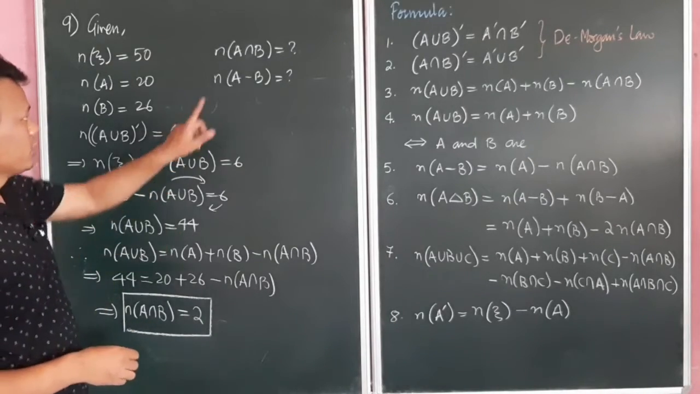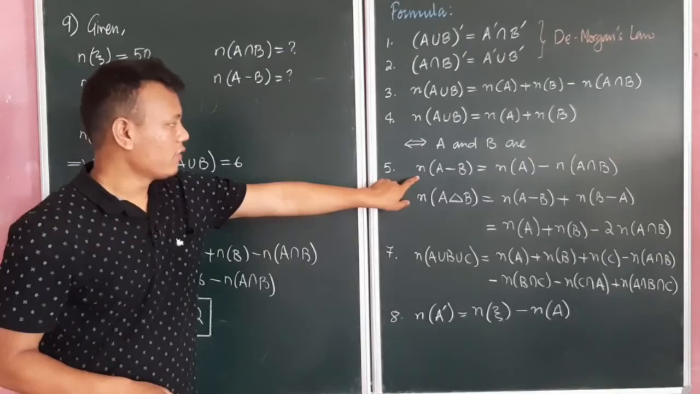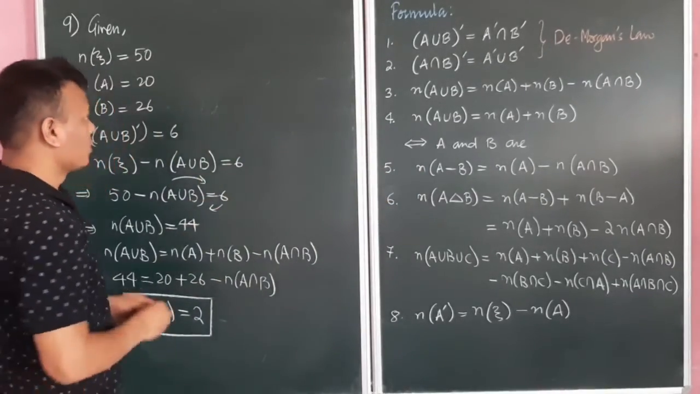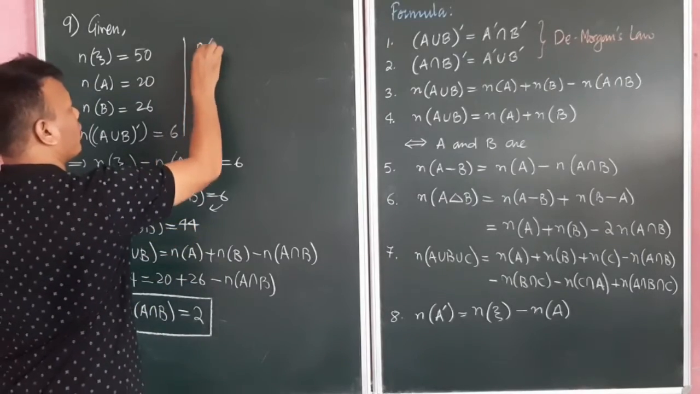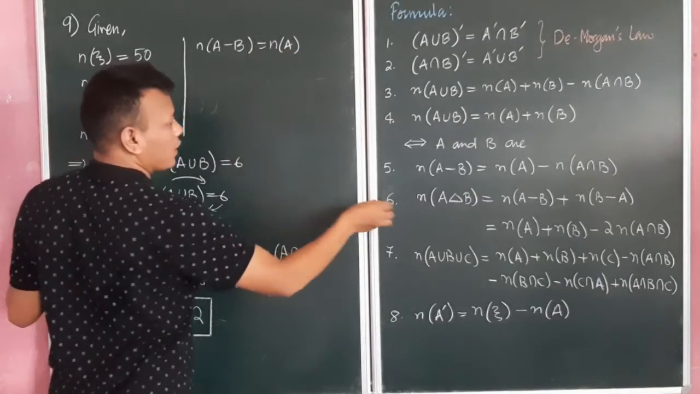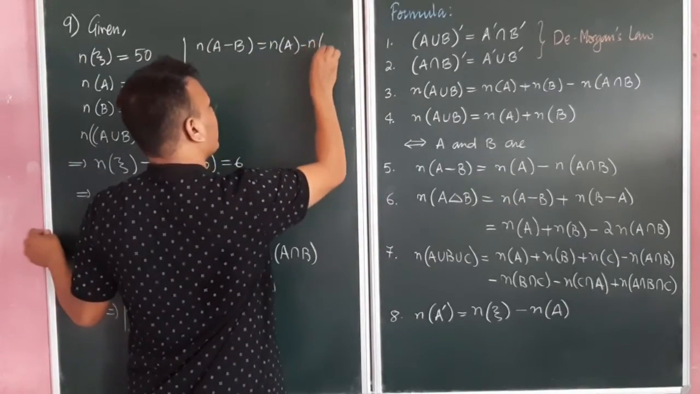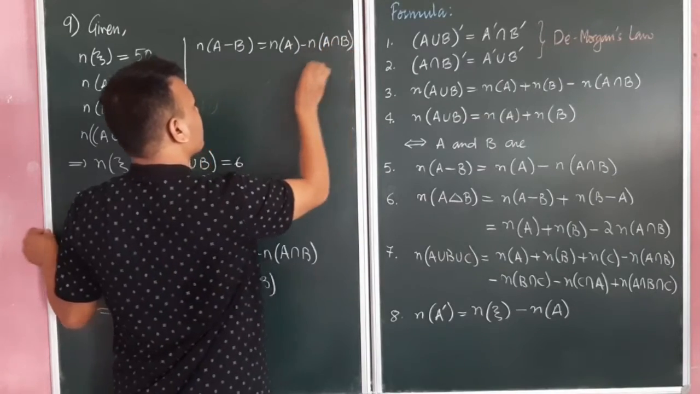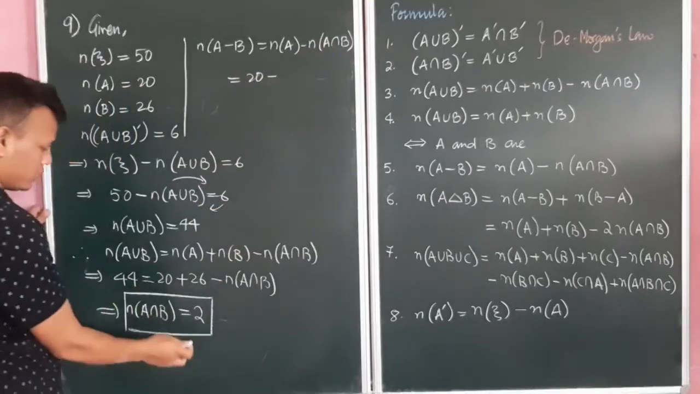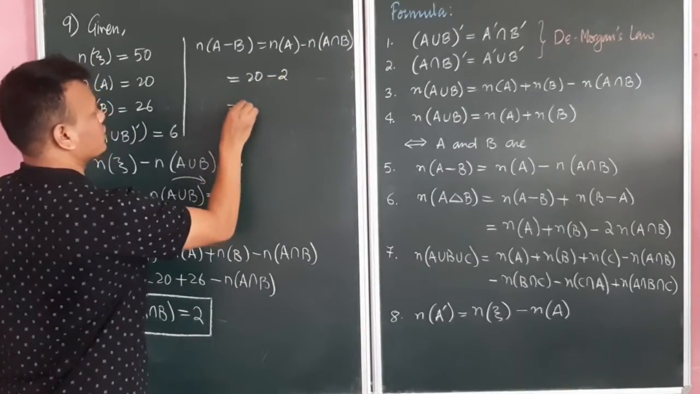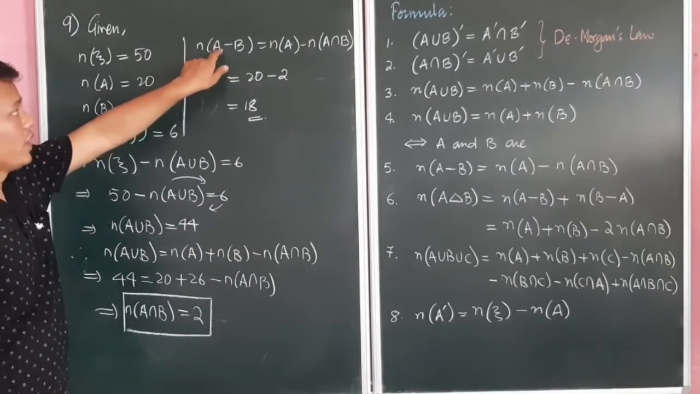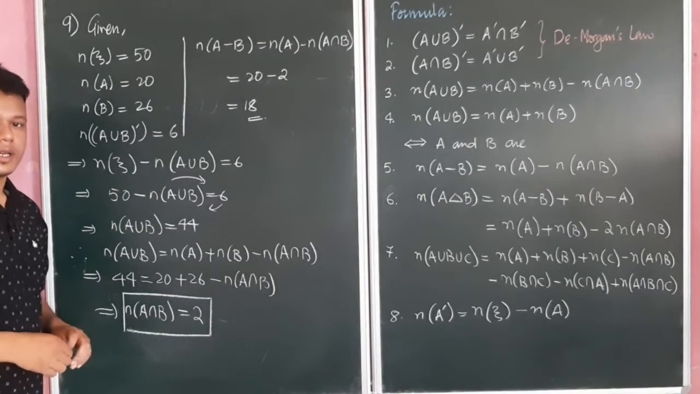Alright, now next thing is we need to find n of A minus B, and we know that n of A minus B using this. Okay, so I don't have space, let me erase this here. We have n of A minus B can be written as n of A minus n of A intersection B. So what is n of A? n of A is 20, and what is n of A intersection B? Just now we found it to be 2. So my answer will be 18 for the cardinality of A minus B. Pause the video and note it down.